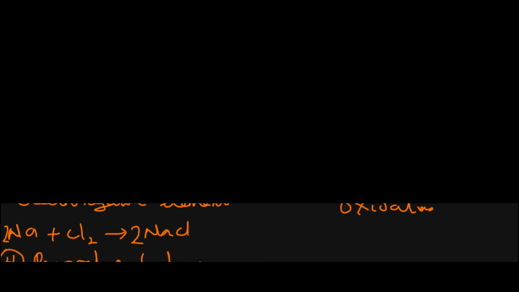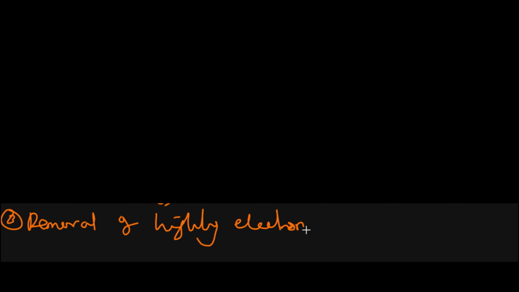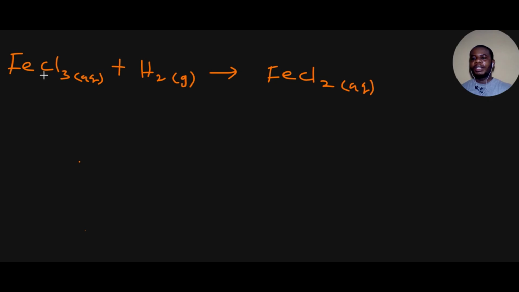The next is addition of highly electronegative elements. So reduction in this case is the removal of highly electronegative elements. Example is iron 3 chloride reacting with hydrogen gas to produce iron 2 chloride, and hydrochloric acid is formed.